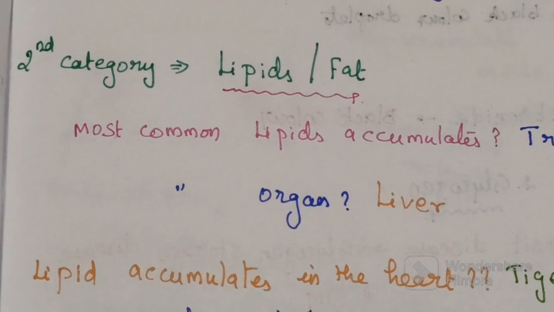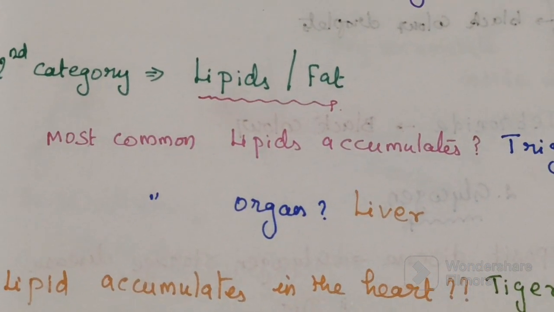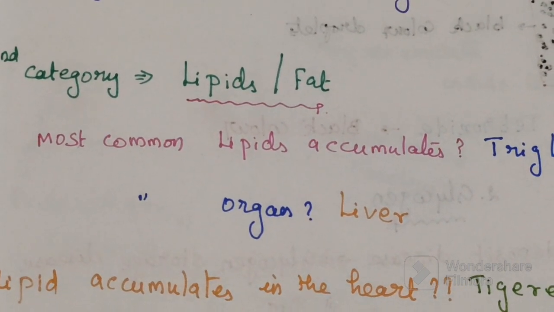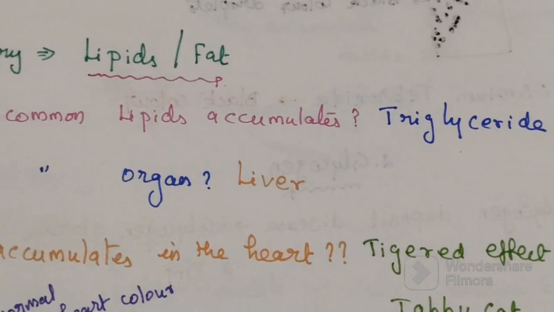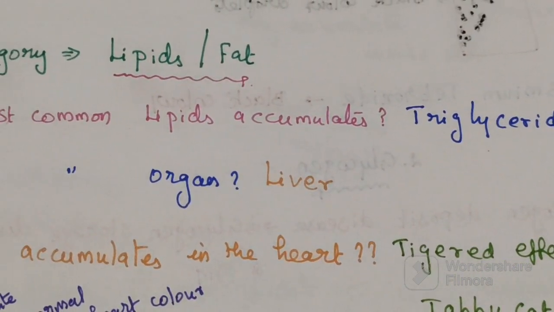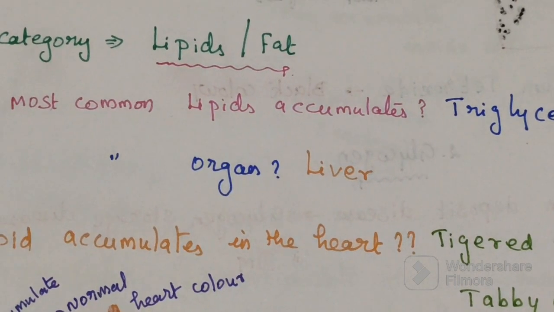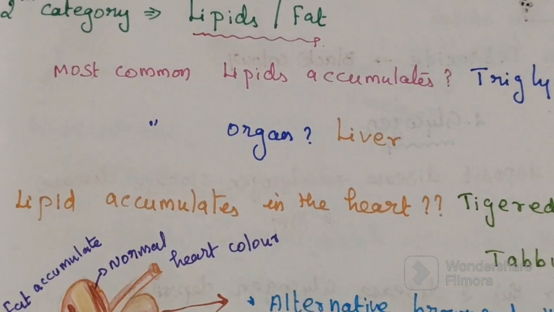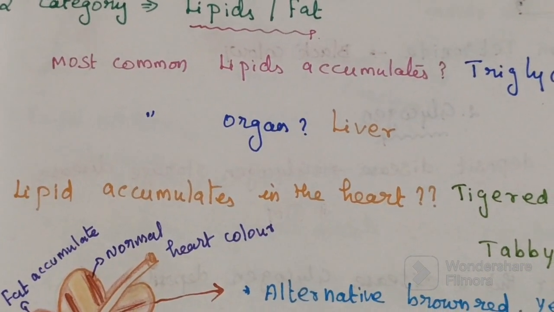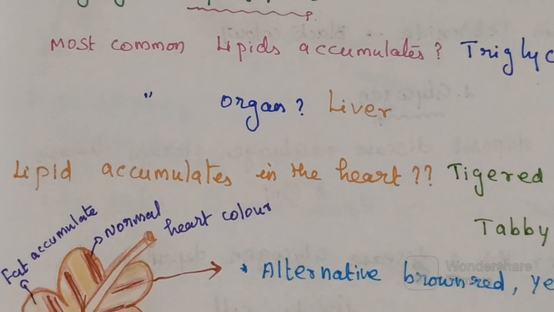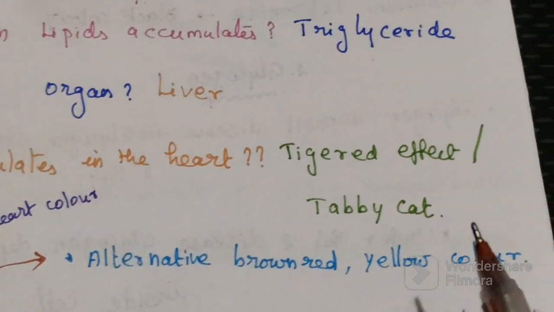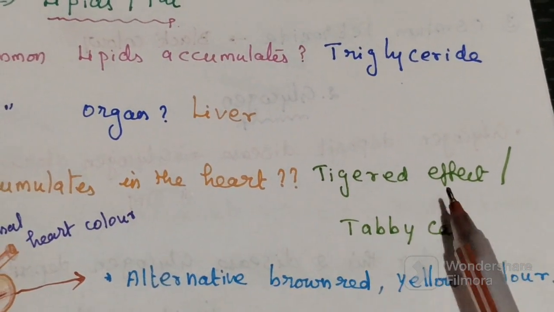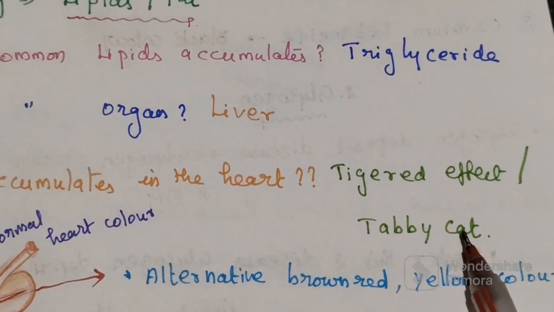Second category. First one is lipids or fat. Which is the most common lipid that accumulates in the cell? The common form of lipid is triglyceride. Then which is the most common organ where lipid deposition occurs? The liver. When lipid accumulates in the heart, what is the characteristic appearance? Thrush breast effect or tabby cat.